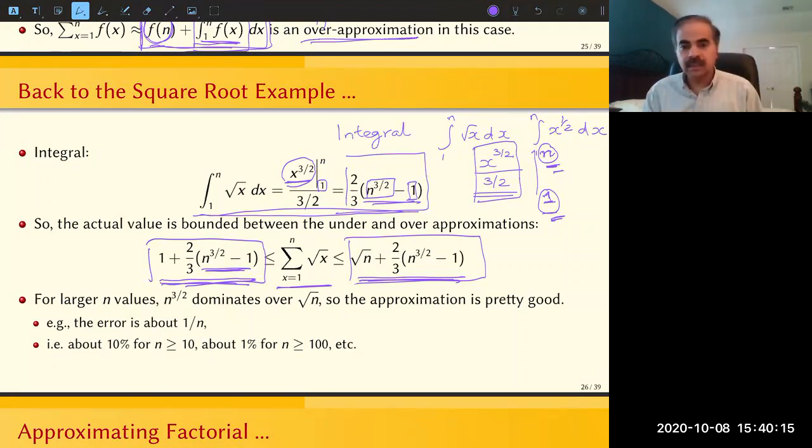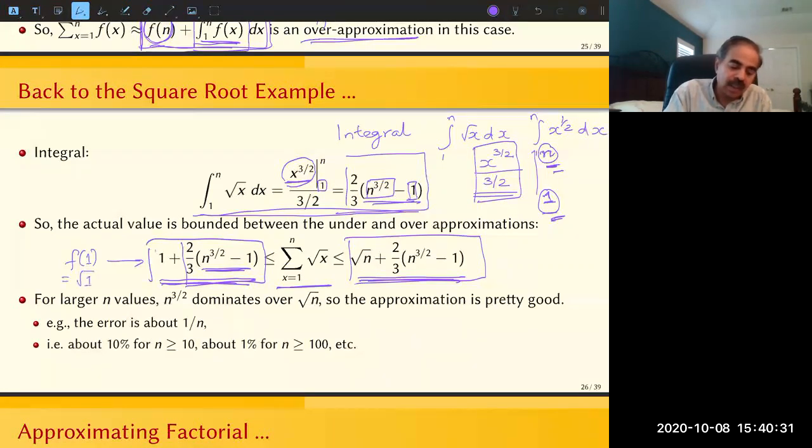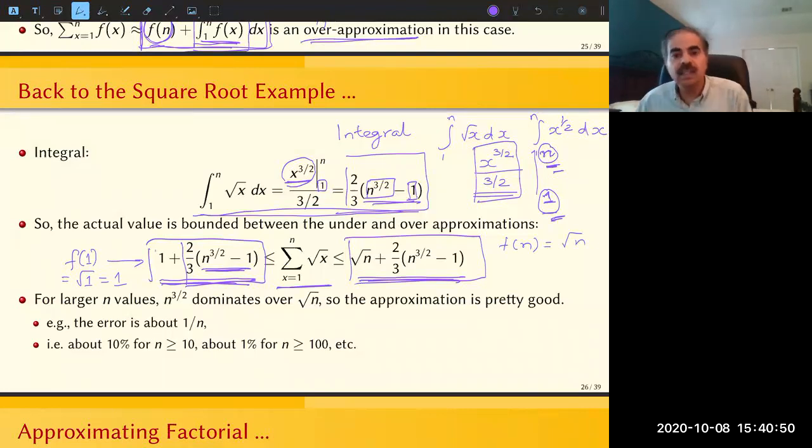Okay, so once we have that integral, then to get the bound, the lower bound is the integral plus f of 1. So f of 1 equals square root 1 equals 1. So remember, the lower bound is nothing but f of 1 plus the integral. The upper bound is f of n plus the integral. And f of n is, of course, square root n, because that's the function that we are trying to sum up.